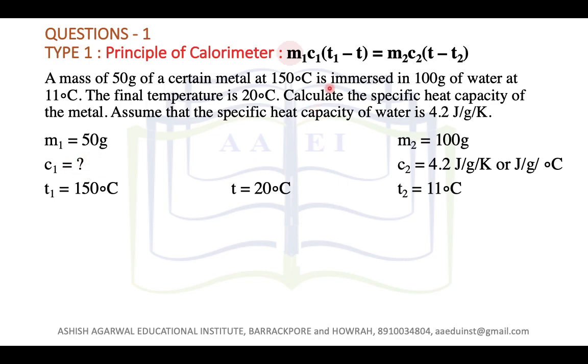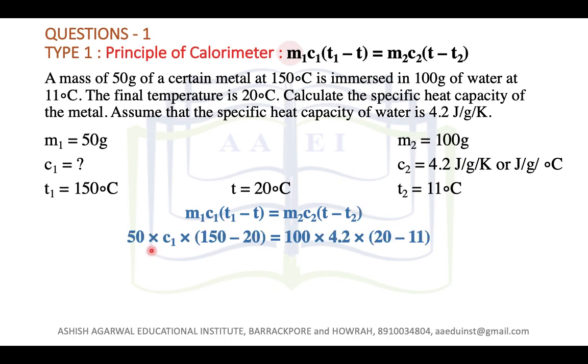So which equation are you going to use? Of course this equation you're going to use. So here comes the equation, M1 C1 (T1 minus T) equal to M2 C2 (T minus T2). Having written the data, then the equation, it is mere substitution. There we go. We have substituted 50. We don't know C1, so C1 as such. T1 minus T is 150 minus 20 in bracket. On the right hand side, you have 100, 4.2, but we are not going to substitute 11 just like that. It is 20 minus 11 as per the formula. So we have 20 minus 11.